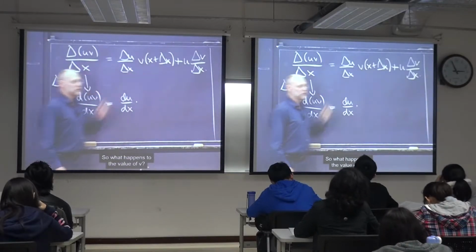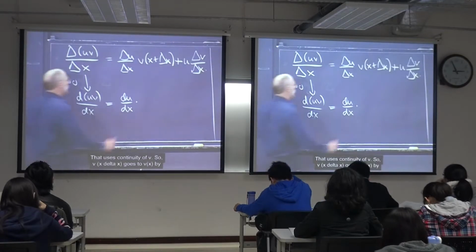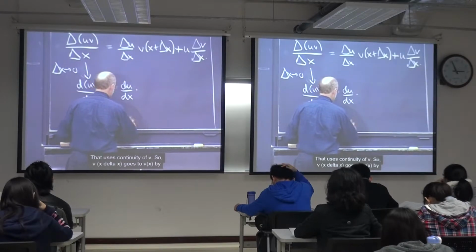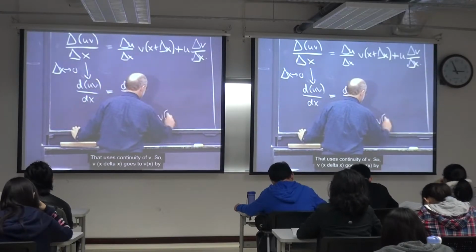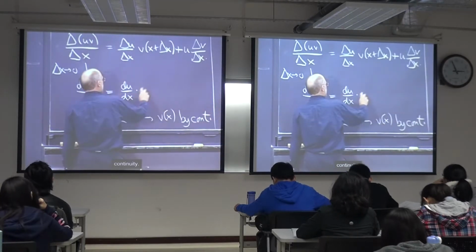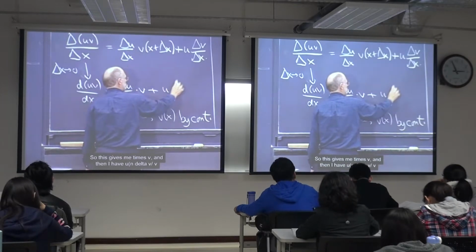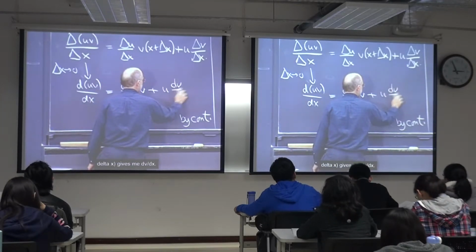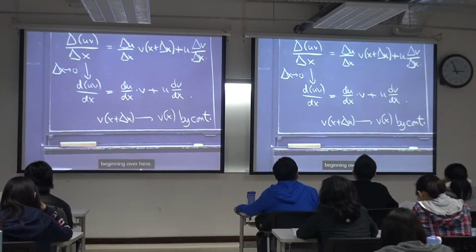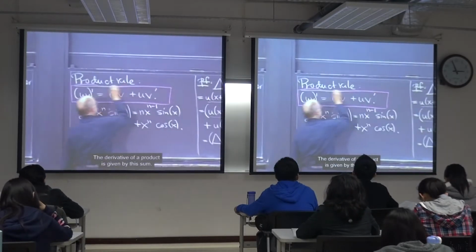So what happens to the value of v? It becomes equal to v of x. That uses continuity of v. So v of x plus delta x goes to v of x by continuity. So this gives me times v, and then I have u times, and delta v over delta x gives me dv/dx. And that's the formula. That's the formula as I wrote it down at the beginning over here. The derivative of the product is given by this sum.